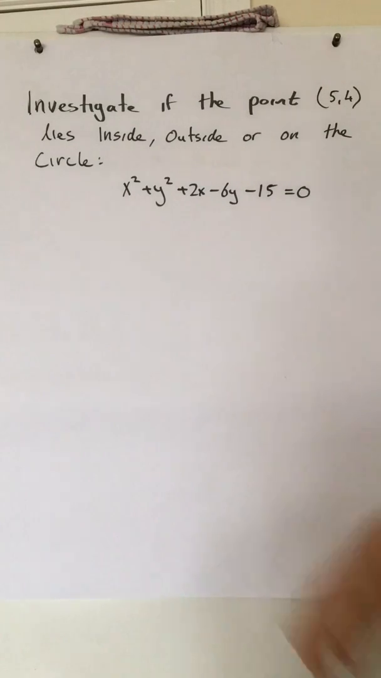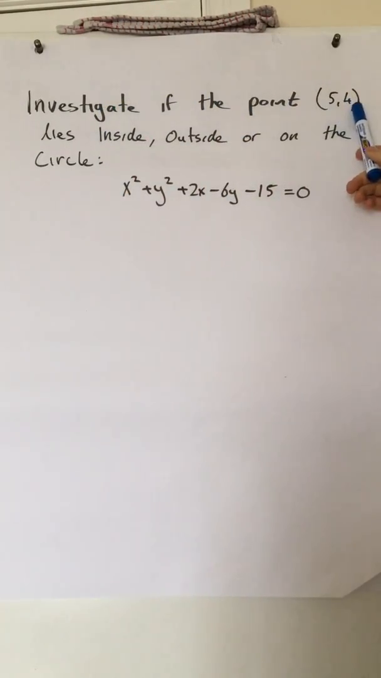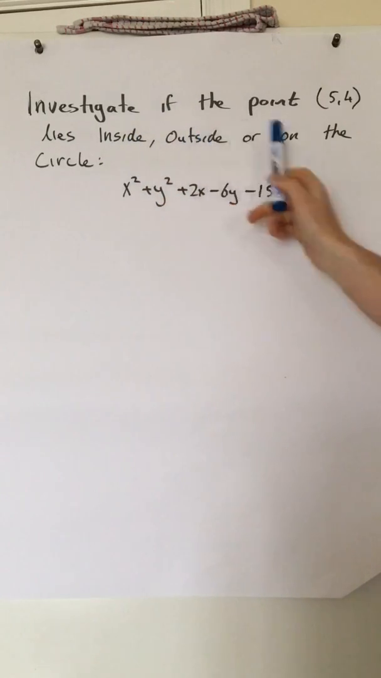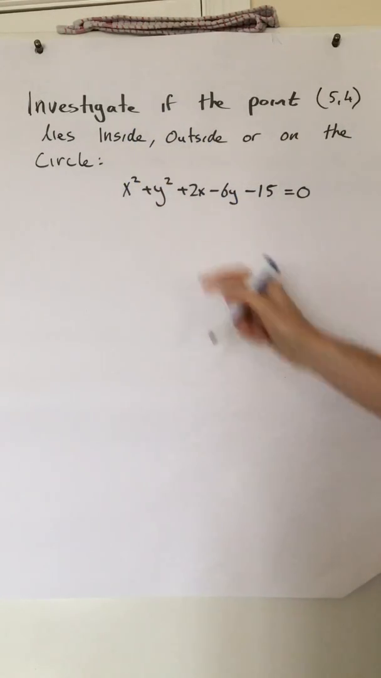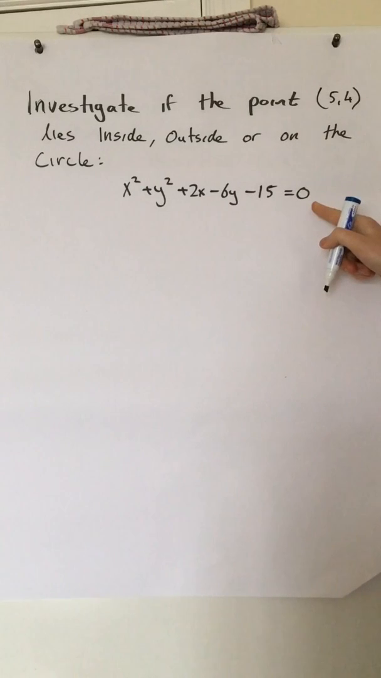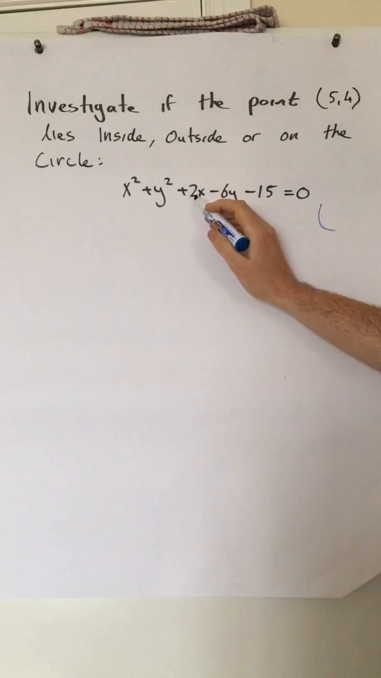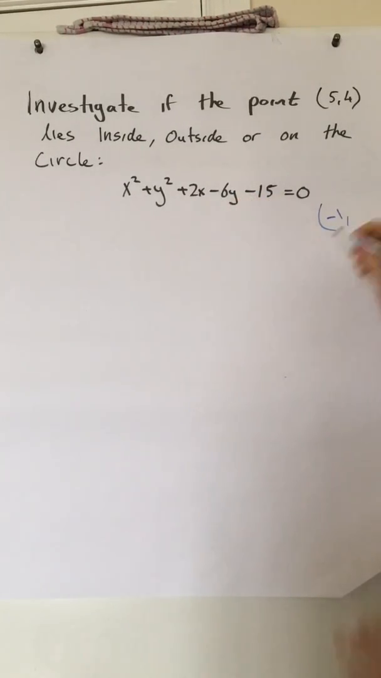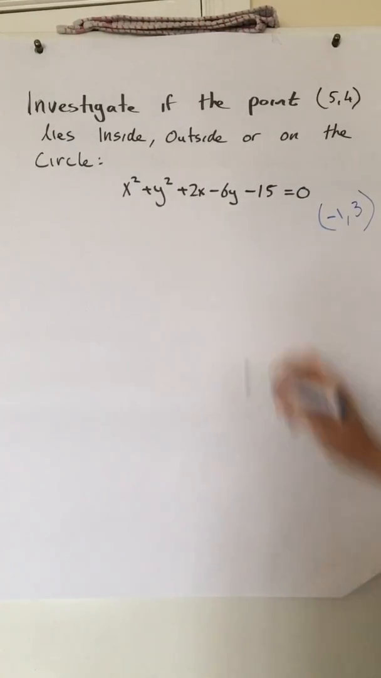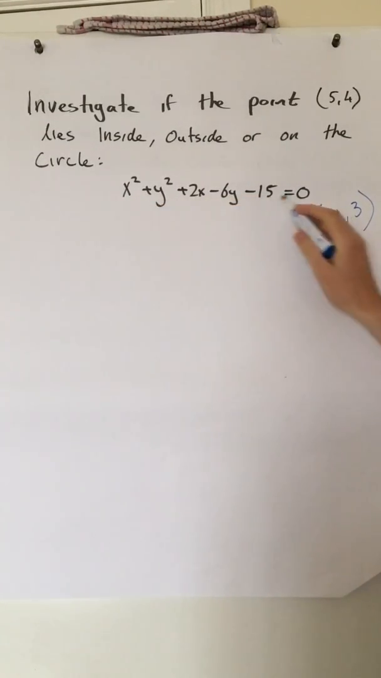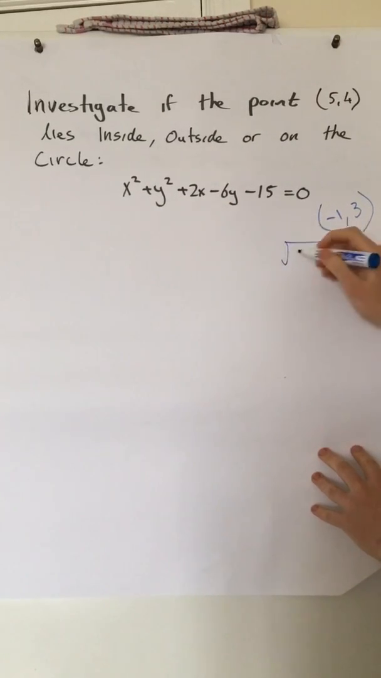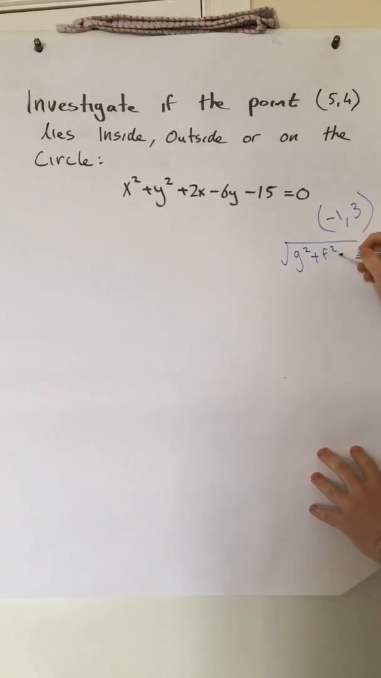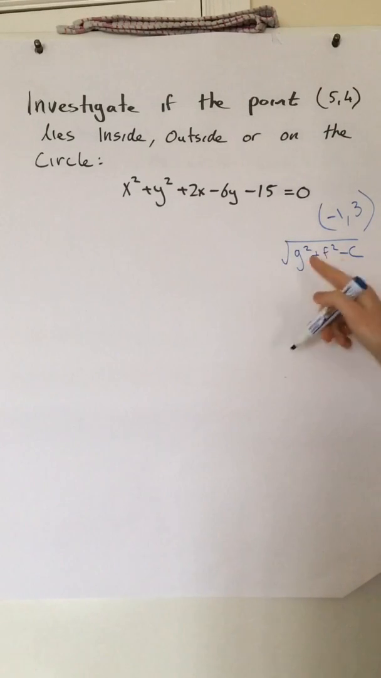Okay, moving on to the other type of equation. Let's have a look at this one. Investigate if the point (5, 4) lies inside, outside, or on this circle. This is the circle in the third way we can have it. Once again, the center of that circle is minus half this number, so it will be minus 1, and half of this one, change the sign, so it will be 3. And remember, to find the radius of a circle in this format, you use the formula from the other video, which is the square root of g squared plus f squared minus c.